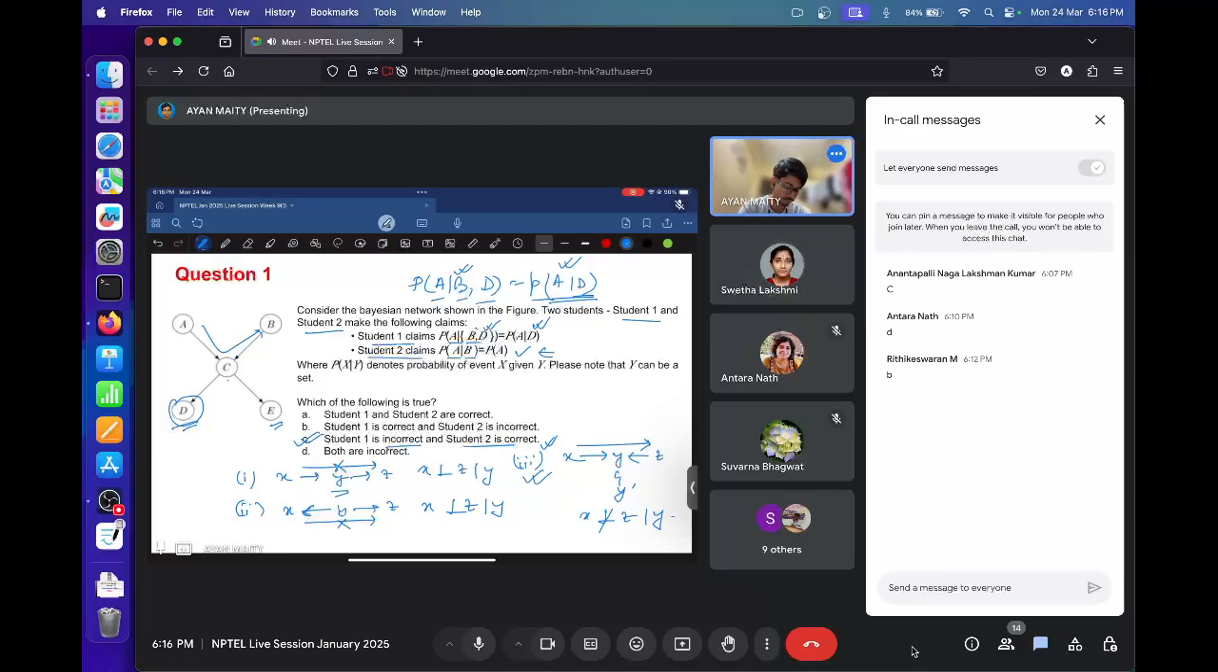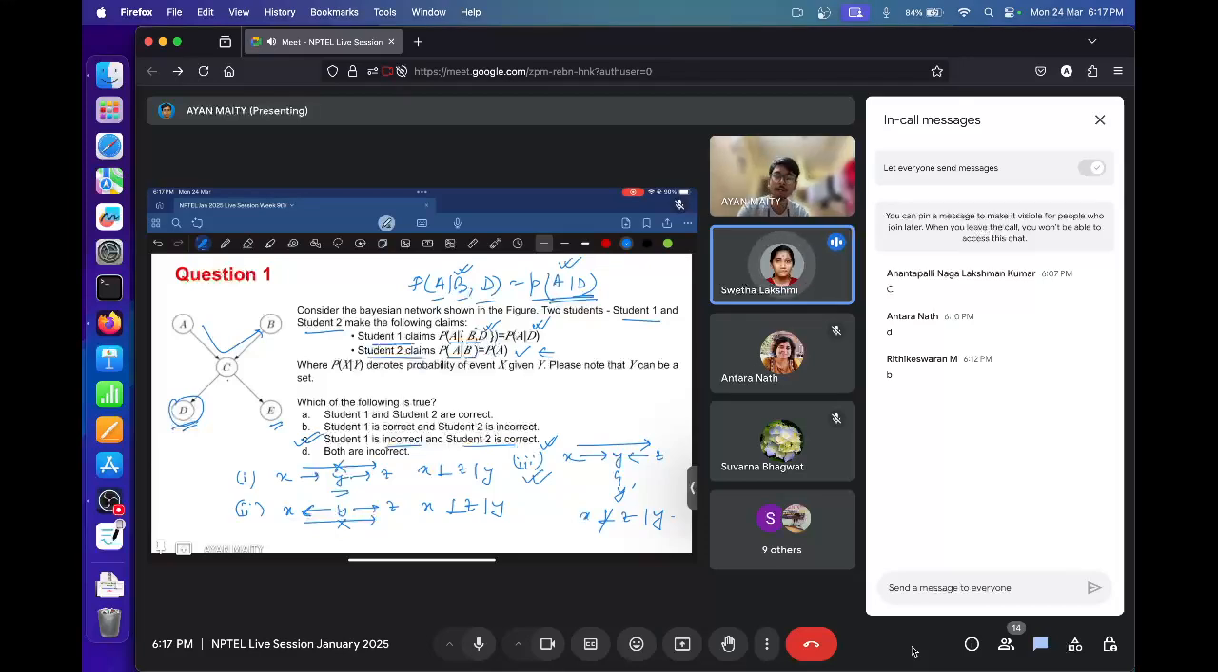Given D alone, we need A, and given B and D, we need A. That means having B is not going to add any new information. That means A is not dependent on B.